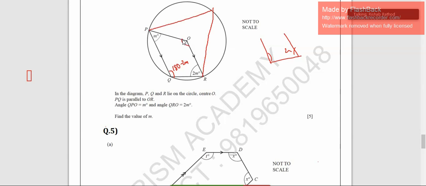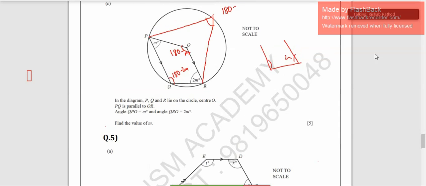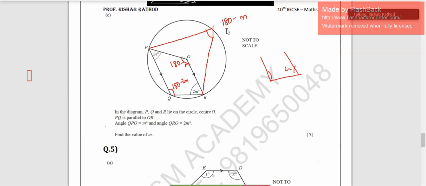Can I say this is 180 minus M? Same linear pair. This is M, correct? This is 180 minus M. So this will be 180 minus M, sorry, 180 minus M divided by 2. Did you understand how I got this 180 minus M?